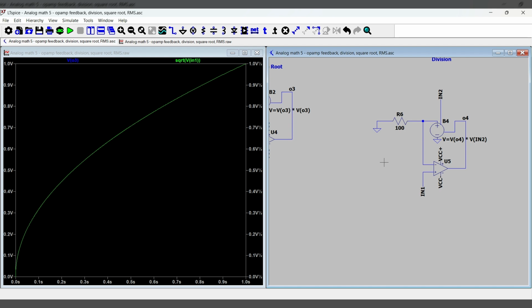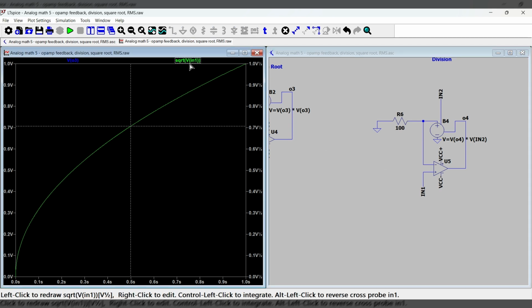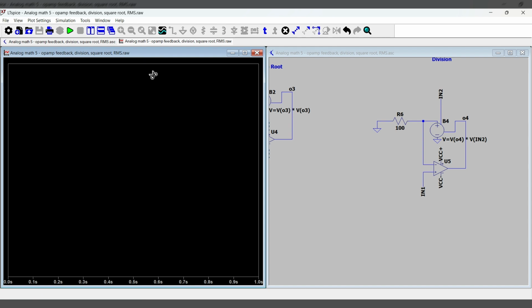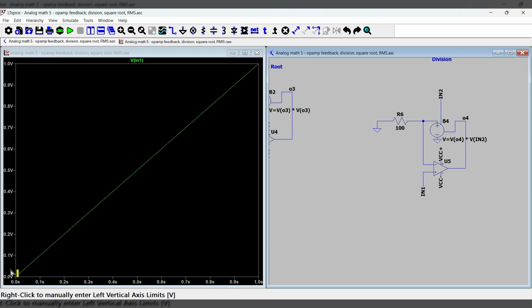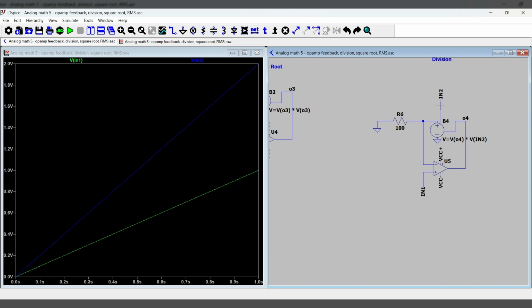So if we look at the result here, let's see if it's correct. We have an input here from 0 to 1 volts, and another input that is from 0 to 2 volts. And we expect this divided by this to be equal to 0.5 volts, which is a constant all the way through. So let's see if we get that.